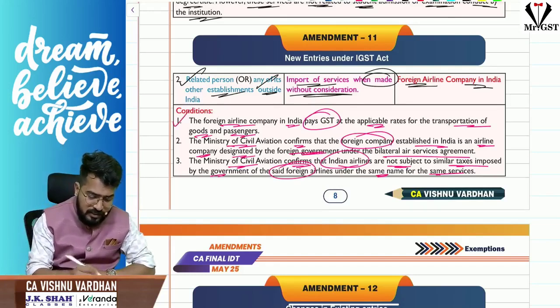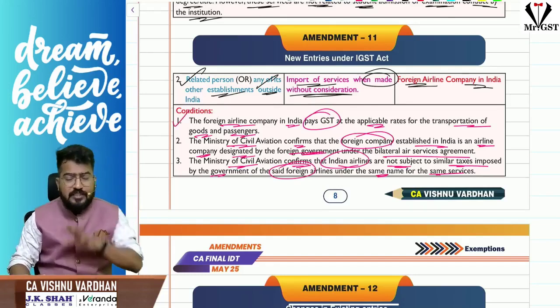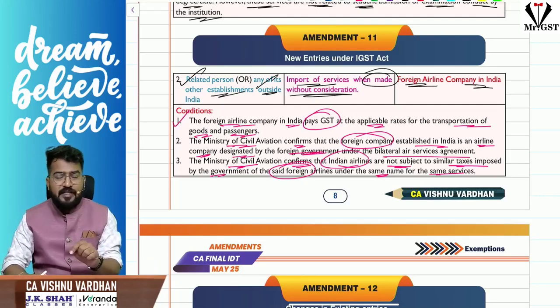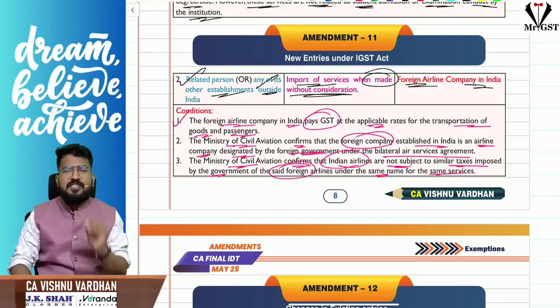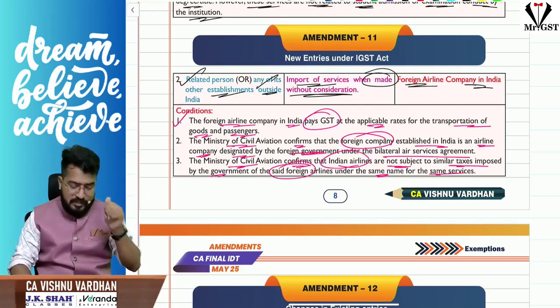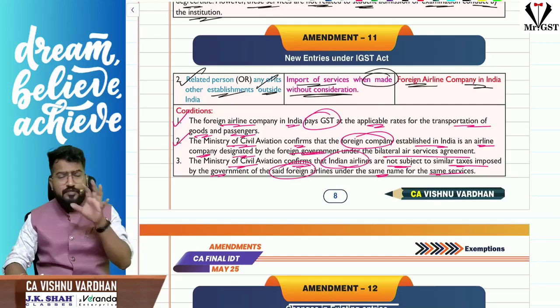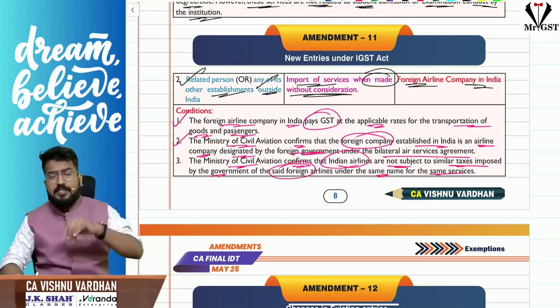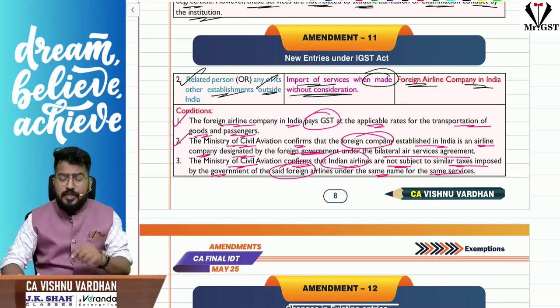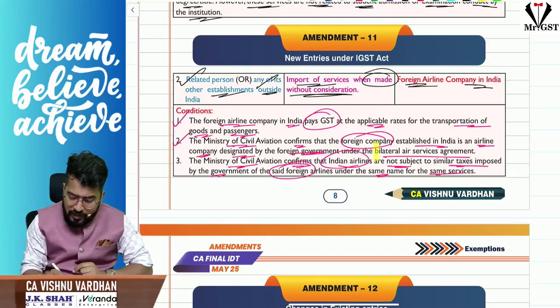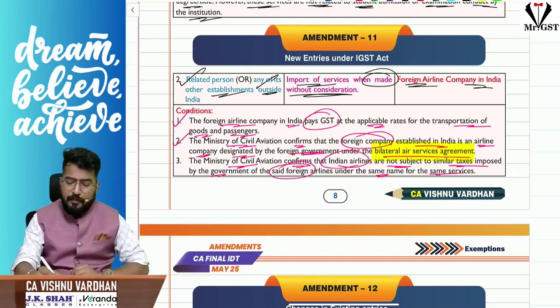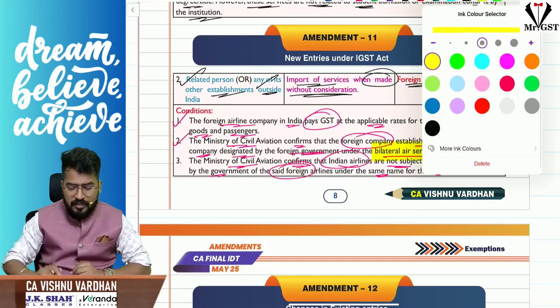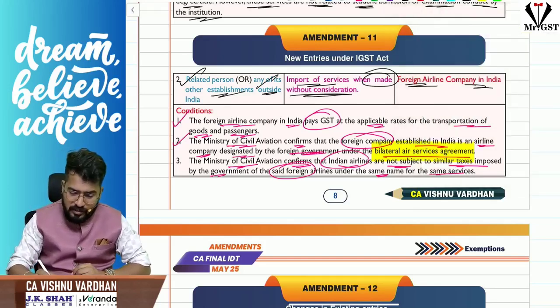What is the first condition? So the first condition is that the foreign airline company should be there in India providing some services of transporting goods and passengers and paying GST. So that means in India this foreign airline company is a taxpayer. Simple. Next, number 2, the Ministry of Civil Aviation is also confirming that yes, this is a foreign airline company which has come to India under a bilateral air service agreement with that foreign company. Like that, the Ministry of Civil Aviation also should confirm. Okay, so that is the next one.